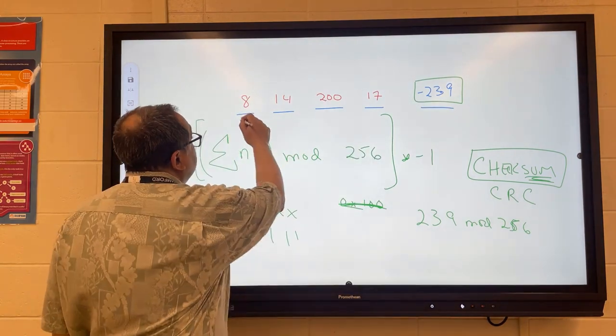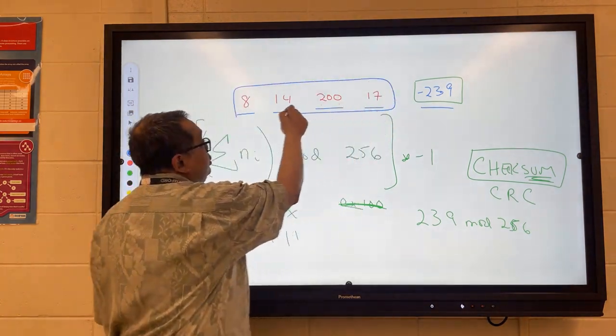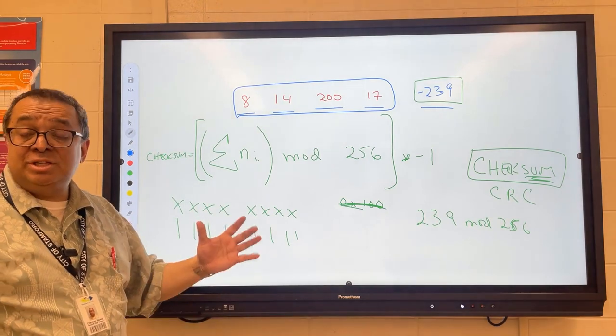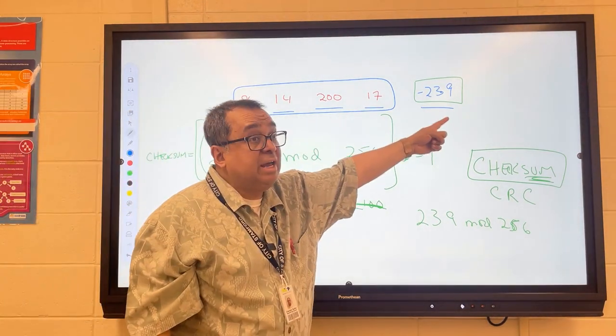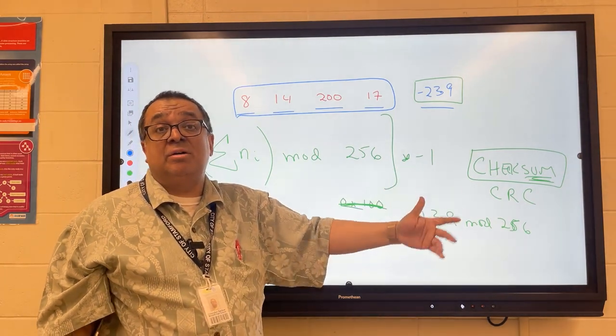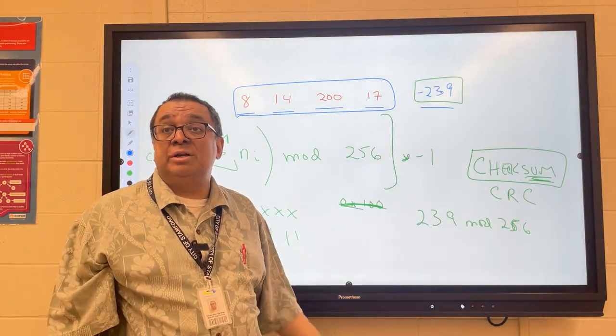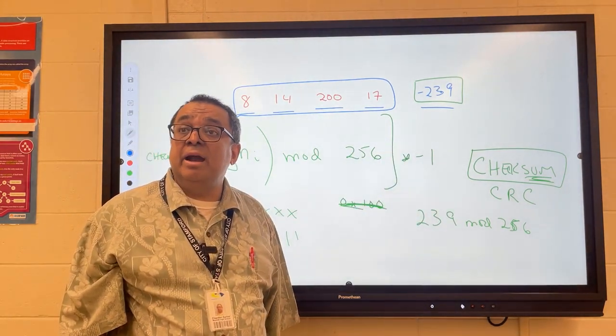It says, okay, this is the part that I deliver to my user, that's the payload, and just to make sure that the bits arrived in good health, I add everything together, and if the answer comes out to be a zero, I got a pretty good assurance that I didn't get any errors.